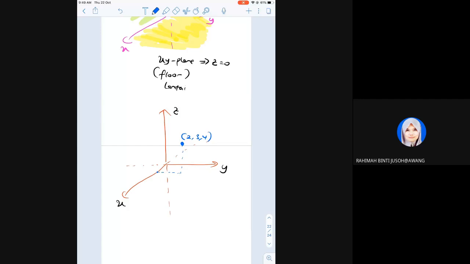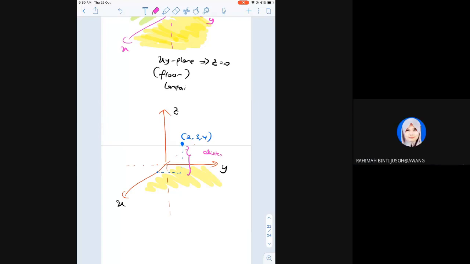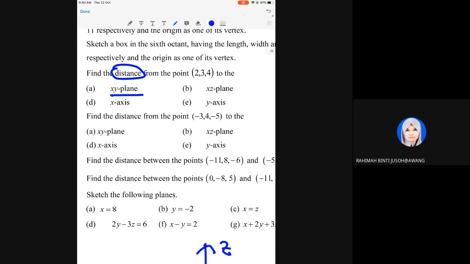Okay. Bila dia tanya, when he ask the position, the distance of 2, 3, 4 to the XY plane, XY plane maksudnya yang ni kan? So dia nak you punya distance daripada titik ni ke lantai ni. So of course that distance should be 4. Yes, like that lah. So you have to understand your question for the rest of the question I think you can do it. Untuk XY plane, kalau soalan yang seterusnya ni X axis dengan Y axis ni, you pakai teorem Pythagoras.